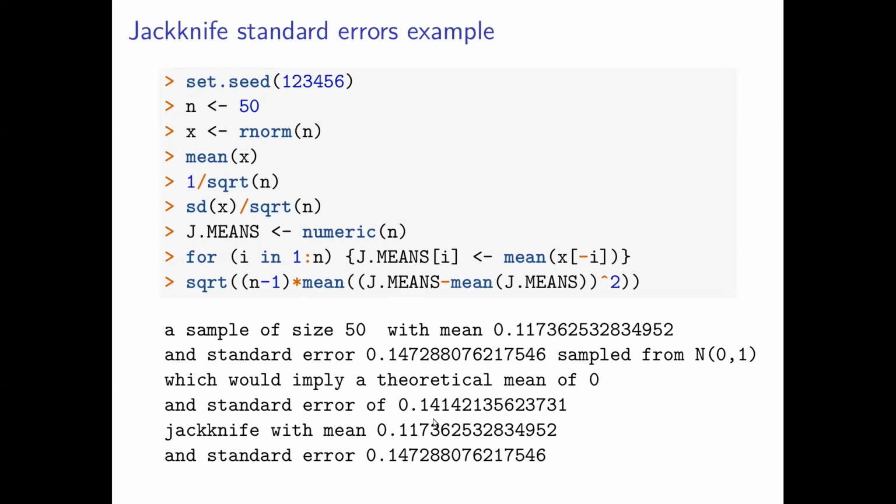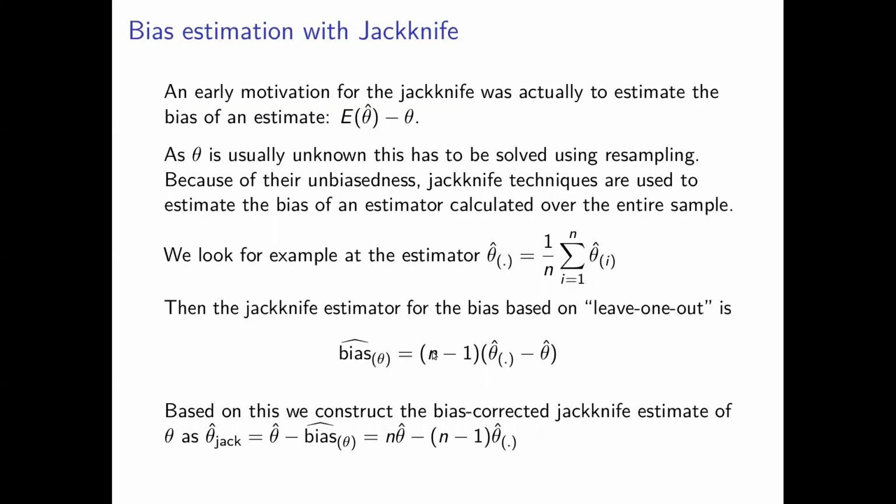And we see that the mean of those jackknife means is identical to the original sample mean. We also see that the standard error is identical to the sample standard error. So how do we use this property?